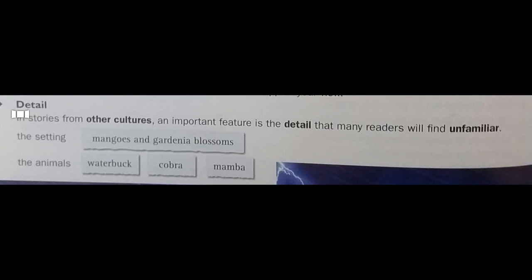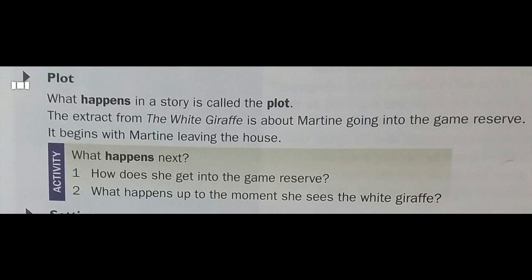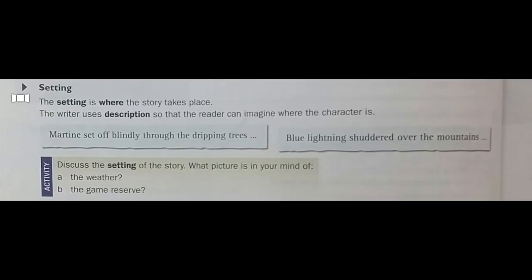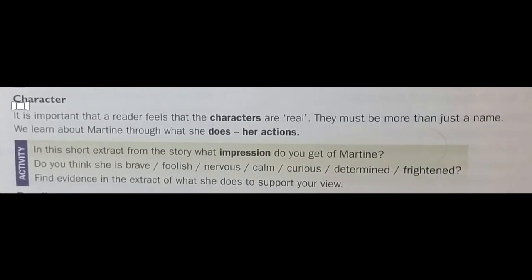So in order to write a story from other cultures, again, we should focus on these features. The first feature, again, is the plot. And plot means the events that happen in the story. The second feature is the setting, where the story happened, the place of the story. We have maybe different places in the story. We have the reserve itself, Africa itself. We have specific places like the gum tree. Okay, the gum tree. Also, we have characters like Martin and Tendai.